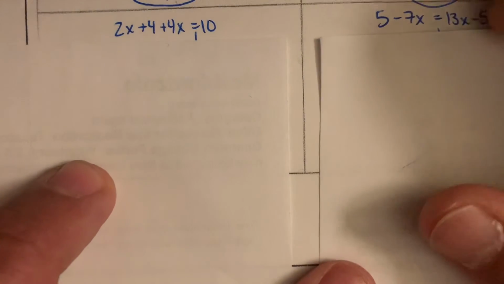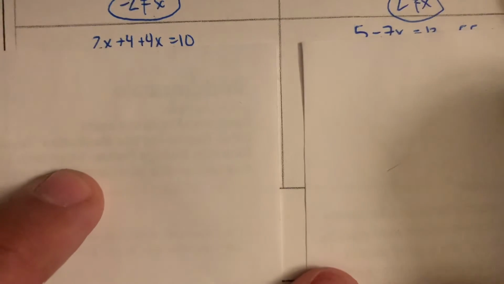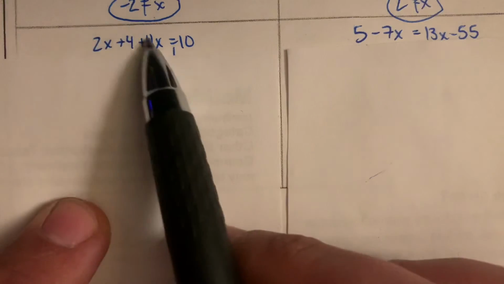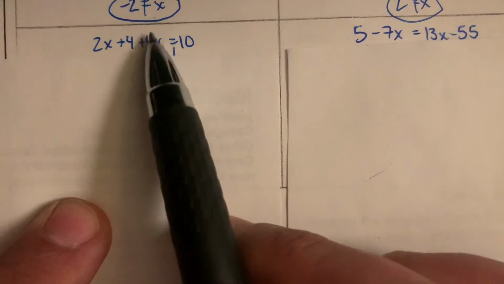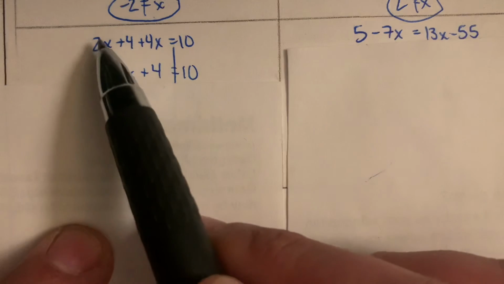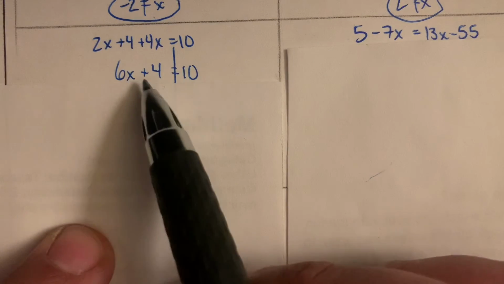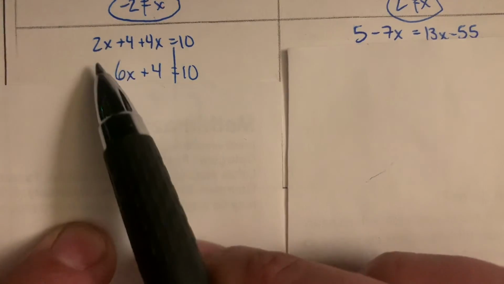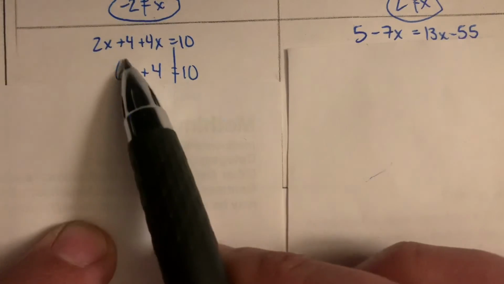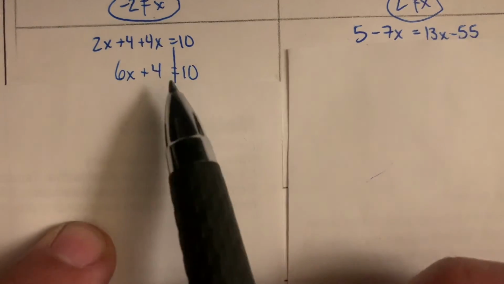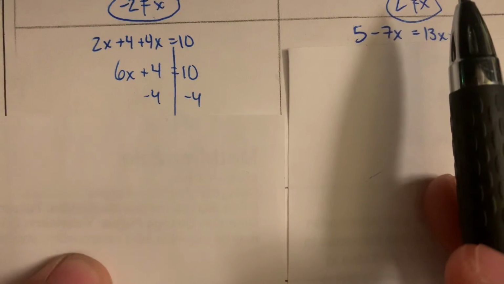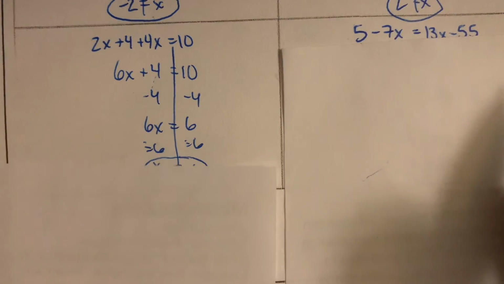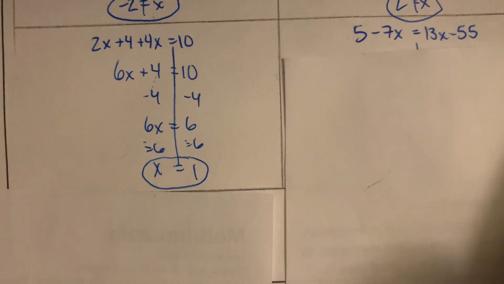So note how on these two problems, the problem on the left, we do have this 2x and 4x. These are on the same side this time. So remember, when they're on the same side like this, we just combine them like we normally would. 2x plus 4x is 6x plus 4 equals 10. Now we do opposite operations. So we did not subtract this 2x and 4x because they're on the same side. We just combine this to get 6x plus 4 equals 10. Subtract 4 from both sides. We get 6x equals 6. Divide by 6, giving us x equals 1.